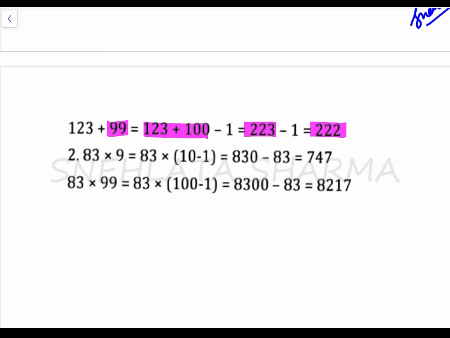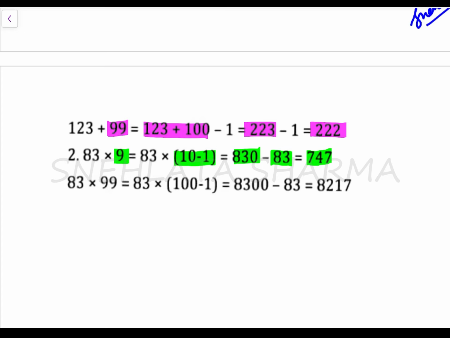Second example is to simplify the multiplication process. So here, 83 multiplied by 9. This 9 can be written as 10 minus 1. Now I will use the distributive property. 83 multiplied by 10 gives me 830, and 83 multiplied by 1 gives me 83. Now I will subtract these two and get the resultant 747.